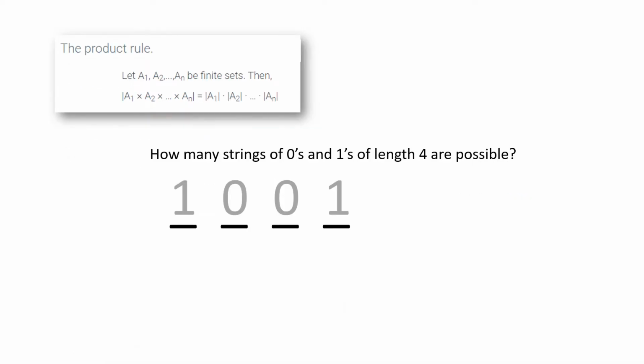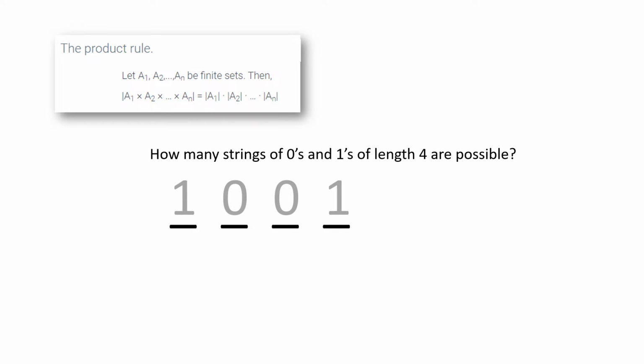Now here's a type of question that we can answer using the product rule. The question is, how many strings of zeros and ones of length 4 are possible? You see that I've marked off 4 positions because the string needs to be of length 4, and I have an example in here where I have the number 1001. But we could also have other strings. There's all kinds of possibilities there where we would have different combinations of zeros and ones.